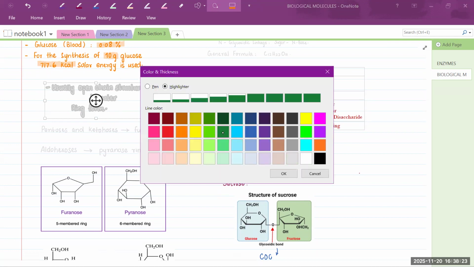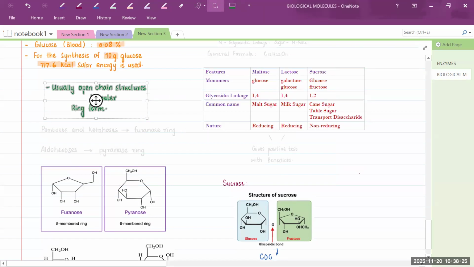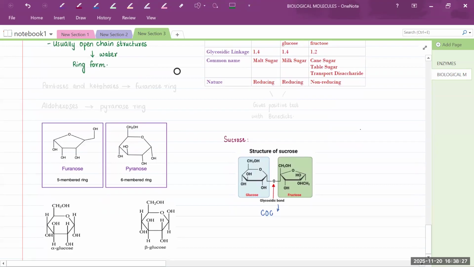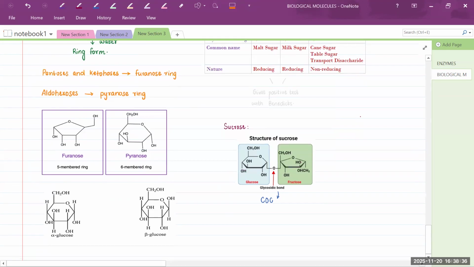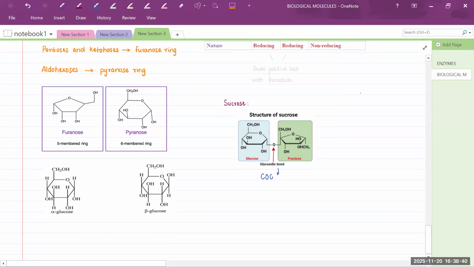In solution, they form rings. The pentoses and the ketohexoses form a ring called a furanose ring, and the aldohexoses form a ring called a pyranose ring. You can see the structure here. It's a 5-member ring, which is known as furanose, and we have a 6-member ring, which is known as pyranose.